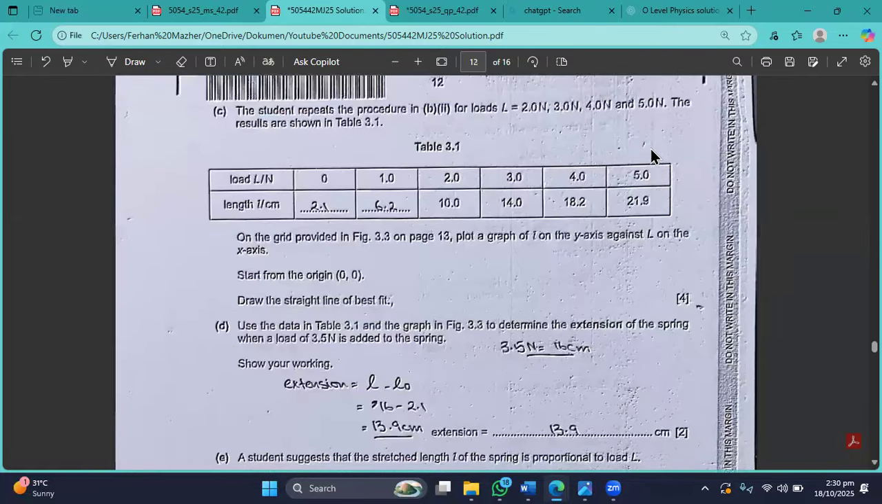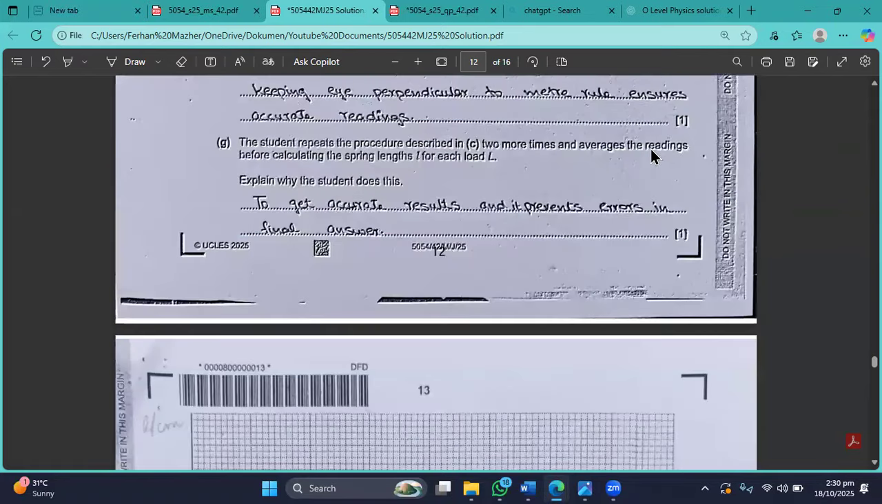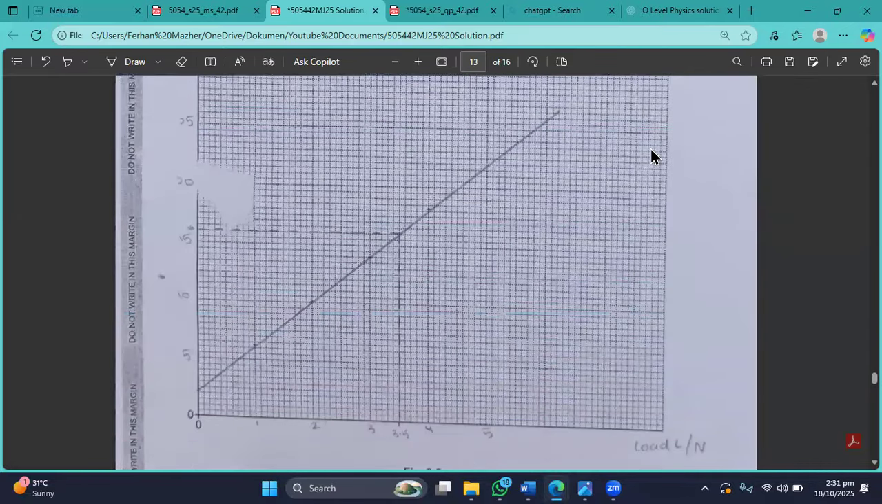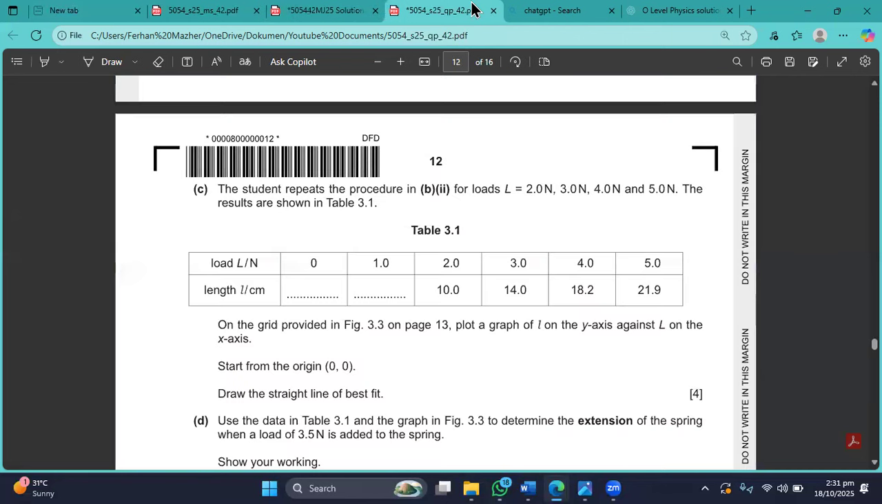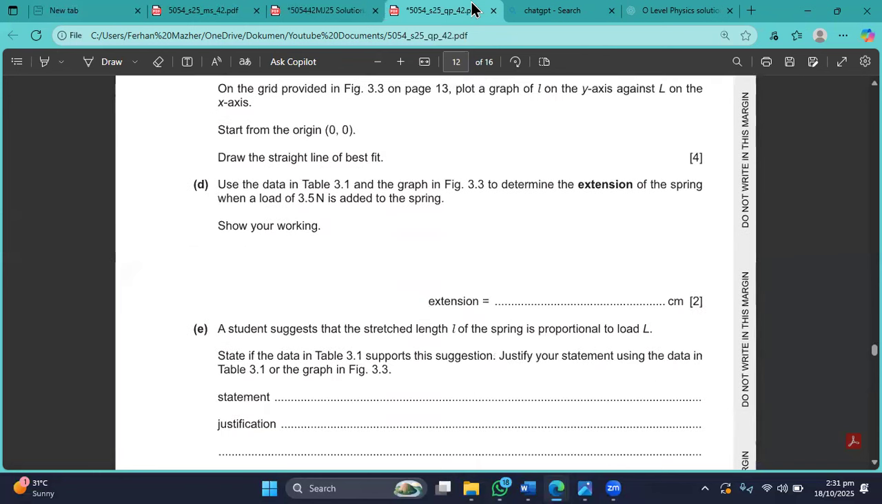So we plotted these points: 0, 2.1 is one point, 1, 6.2, then 2, 10, then 3, 14, then 4, 18, then 5, 21.9. They plotted those points here. Then they joined them with the line of best fit, and you can see this is the line of best fit. It's a 4-mark question. I hope you understand.